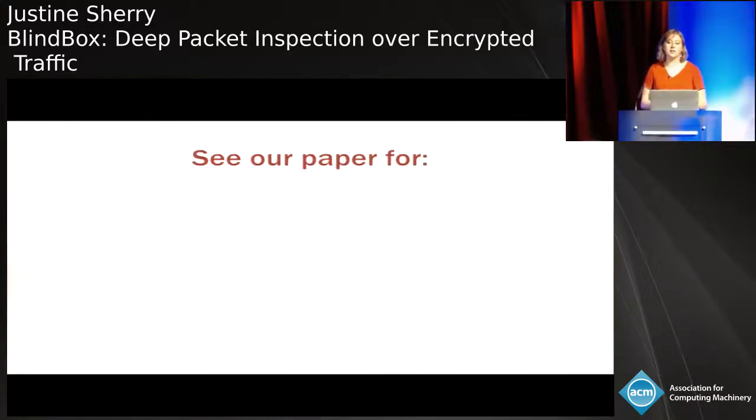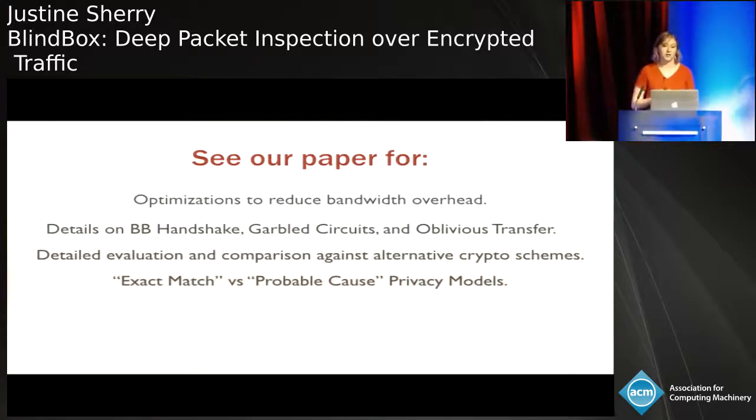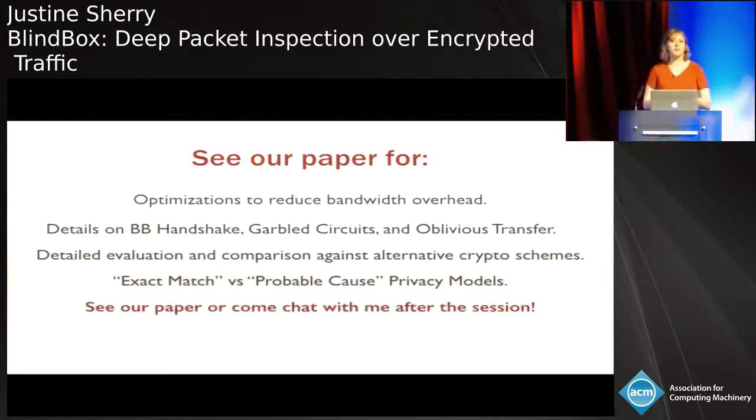You can also check out the paper to learn about our optimizations to reduce bandwidth overhead, how the handshake works, detailed evaluation and comparisons, and what the difference between these two privacy models are. So please do come see our paper or chat with me after the session. But before we go, let me give you some evaluation highlights.